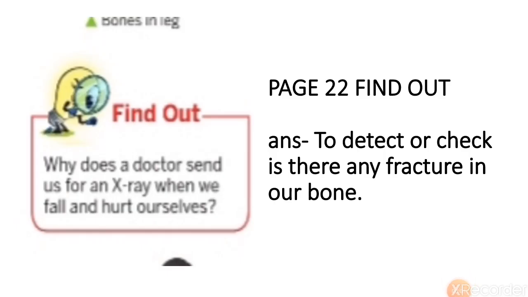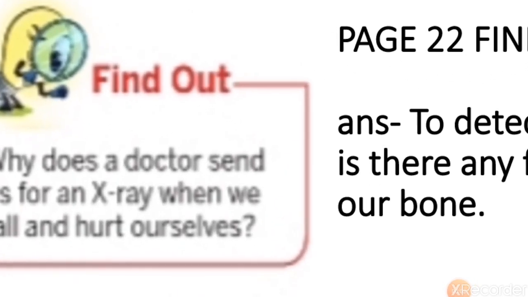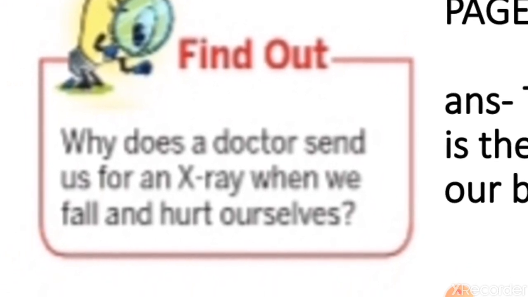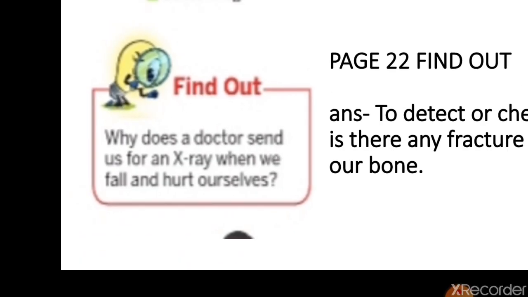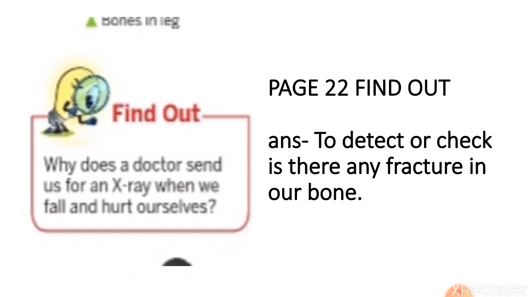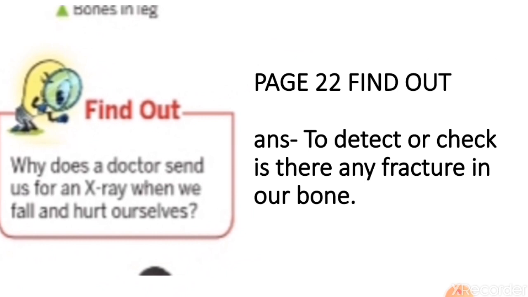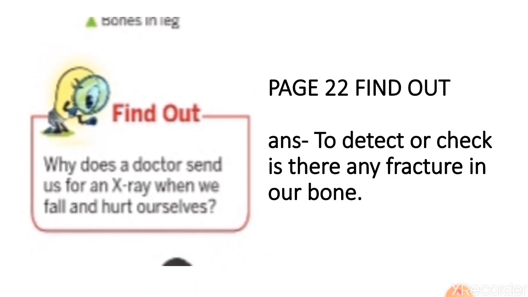One more question is there on page number 22. Find out, why does a doctor send us for an X-ray when we fall and hurt ourselves? See, the answer is to detect or check if there is any fracture in our bone. Accordingly, he can treat the patient. If a plaster is required for that body part, he can do that for fast recovery. So that is the reason the doctor sends us for an X-ray when we fall and hurt ourselves.